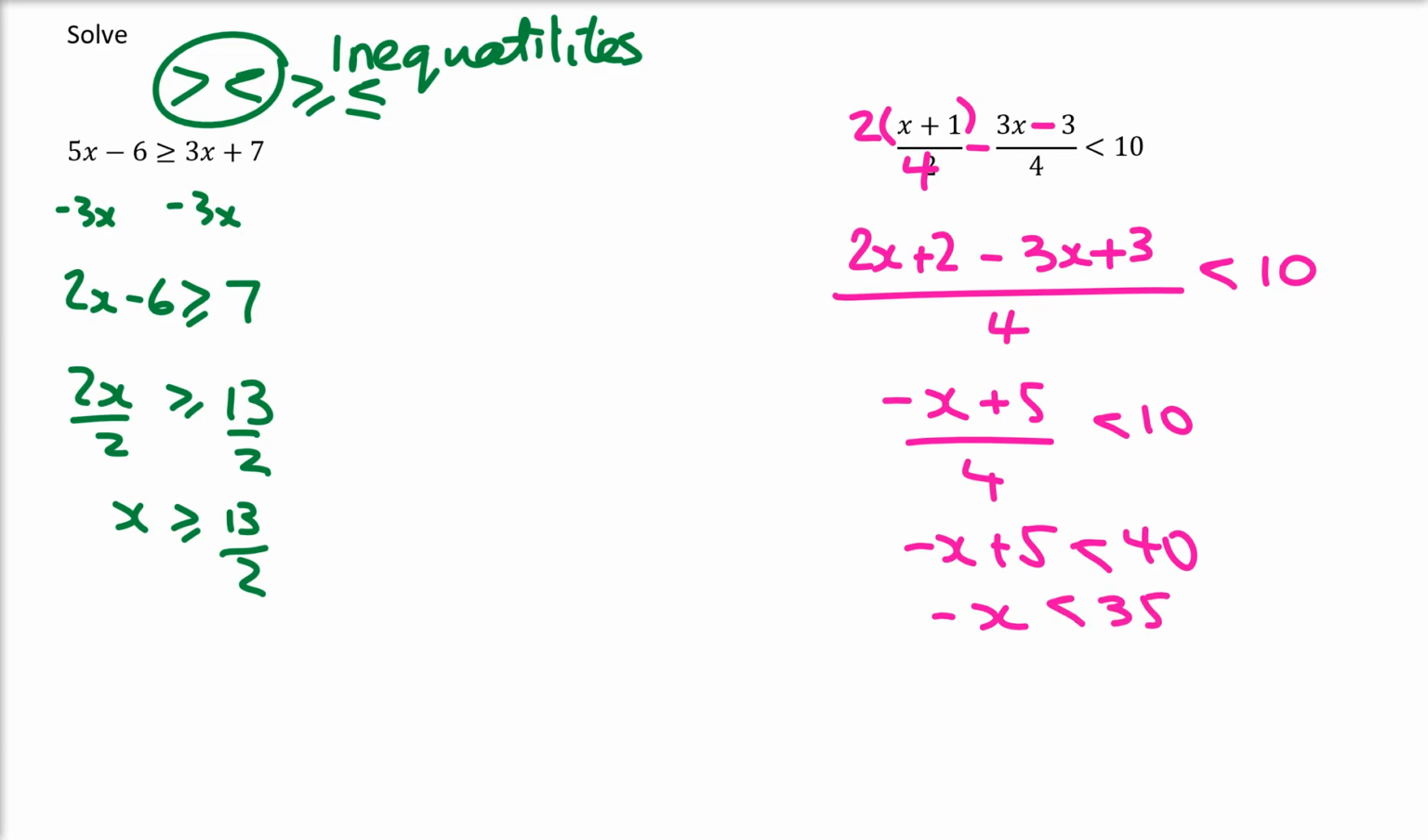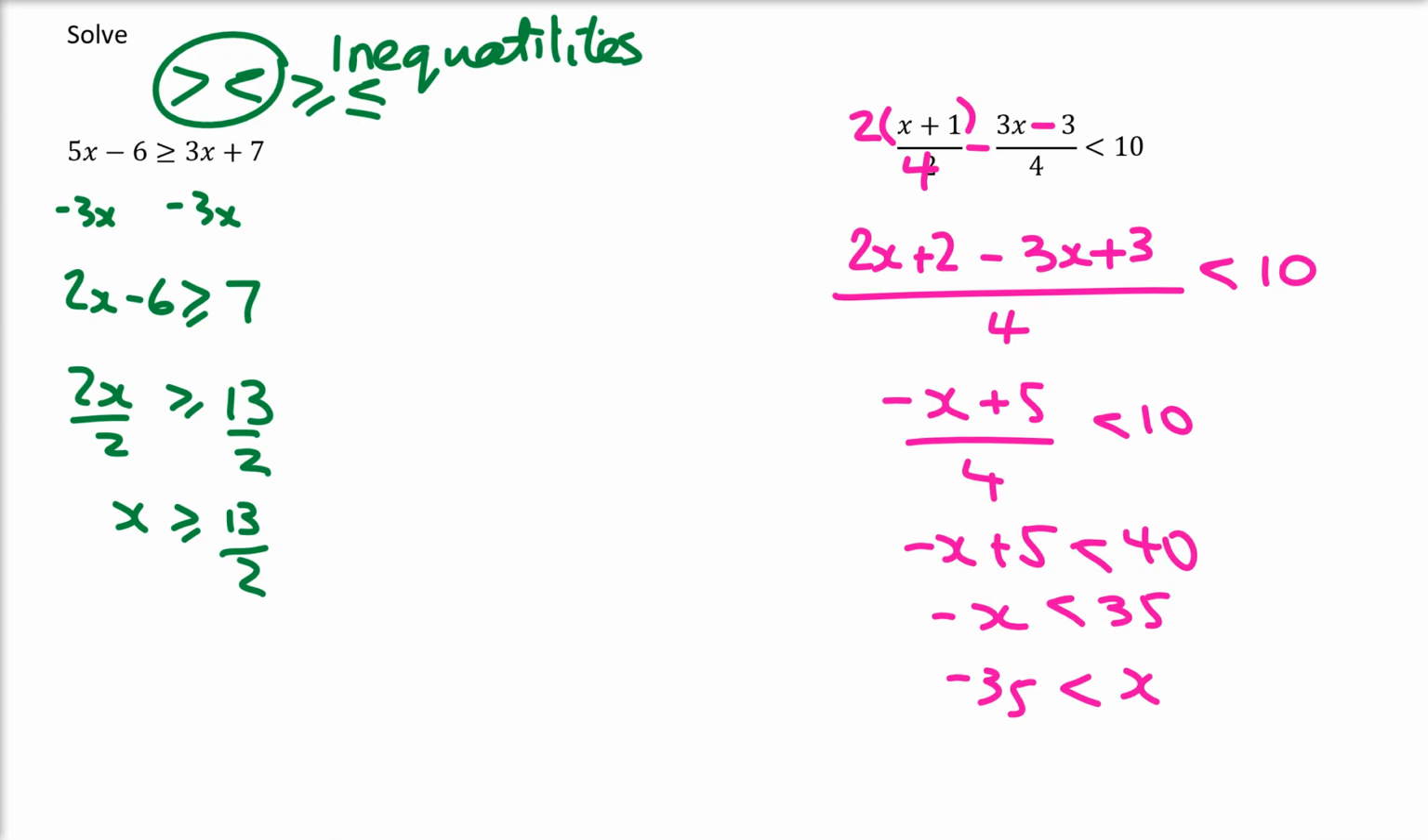Now what? Around the inequality symbol, what I've said to you all along is make that x over there and make the 35 there. So add x to both sides and subtract 35 from both sides. That way, that inequality symbol will stay the same. So x is greater than negative 35.